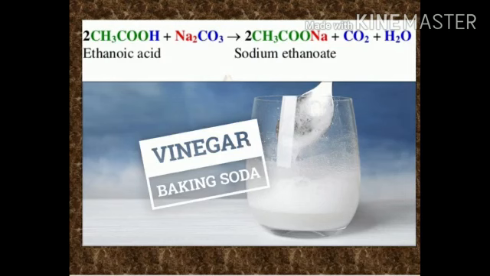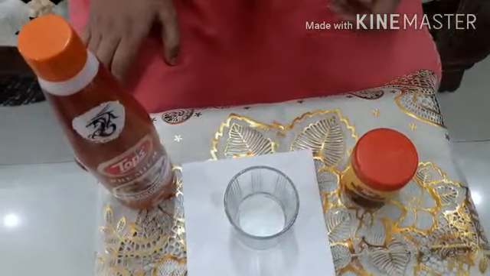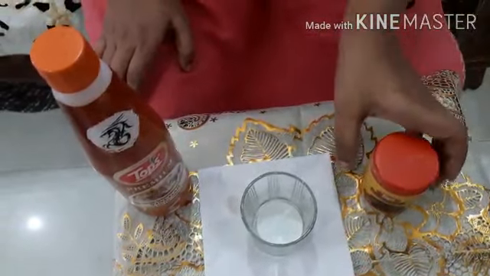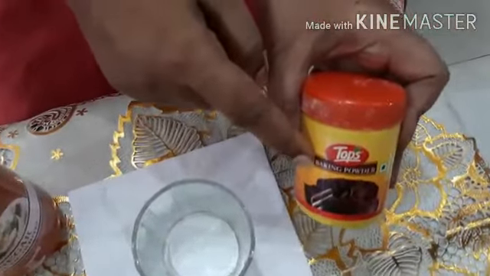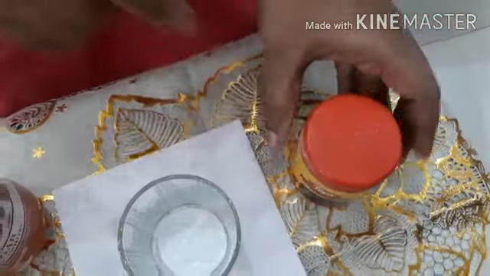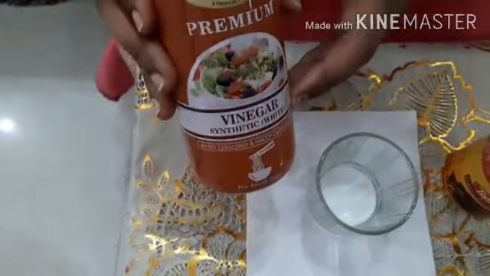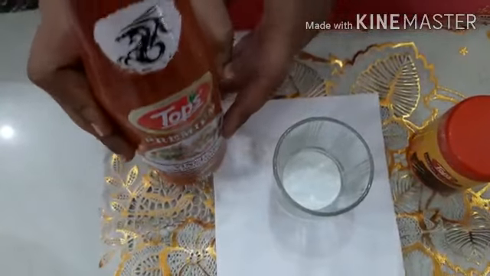Next chemical reaction is between ethanoic acid and sodium carbonate. Ethanoic acid is vinegar that we have at home, and sodium carbonate is present in baking soda. The products formed will be sodium ethanoate, a salt, and carbon dioxide and water. This experiment you can perform at home. You can ask your mother. She must be having some baking powder, that is baking soda, and this is vinegar. Vinegar is acetic acid.